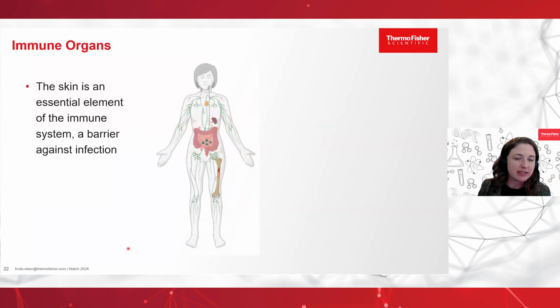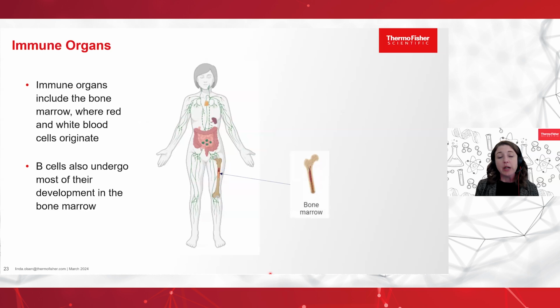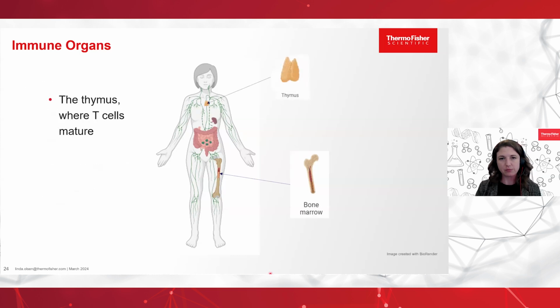Moving on now to immune organs and tissues. First, the skin is an essential element of the immune system. It's a barrier against infection. There are also various mucus secretions and cilia, and various ways that we can be protected from germs of various types entering. We also have immune organs, including the bone marrow, where red and white blood cells originate. The B cells also undergo most of their development in the bone marrow. The thymus, which is a gland behind the sternum in the chest, is where the T cells mature.